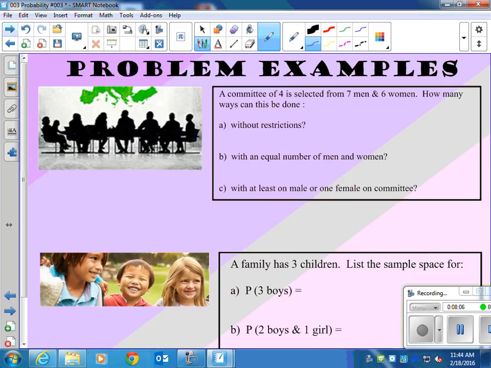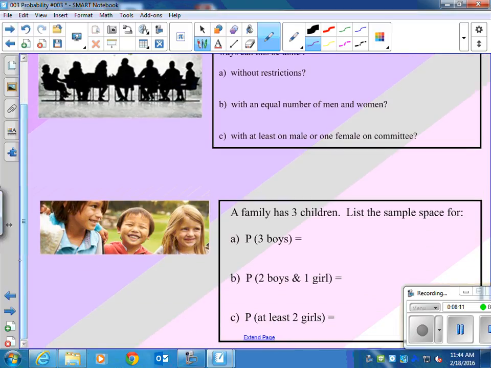Then the last one, we're going to do a couple of problems here having to do with probabilities and also groups. So let's go down to this bottom one here. A family of 3 children. List the sample space for 3 boys. So there's three possibilities. What are the chances of having the first one be a boy? 1/2. What are the chances of the second one being a boy? 1/2. Third one being a boy? 1/2. So you might be kind of swayed to just put 1/8. And it is 1/8. 1 out of 8 chance.